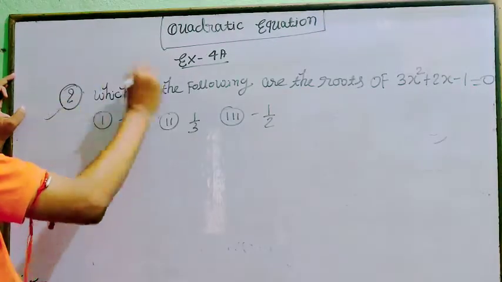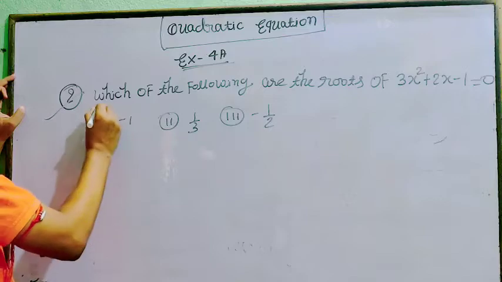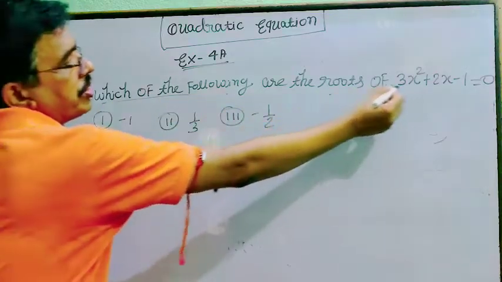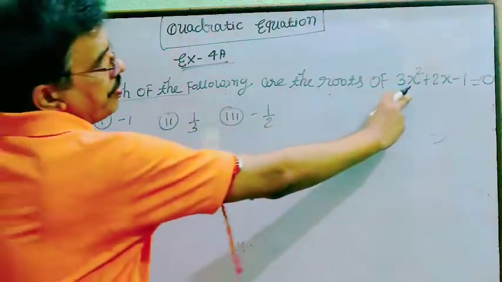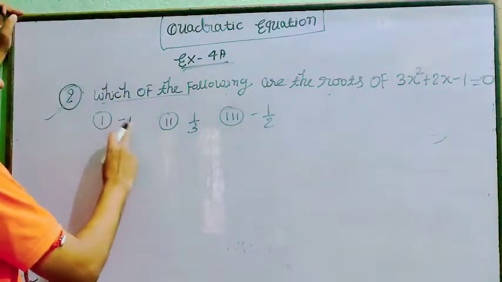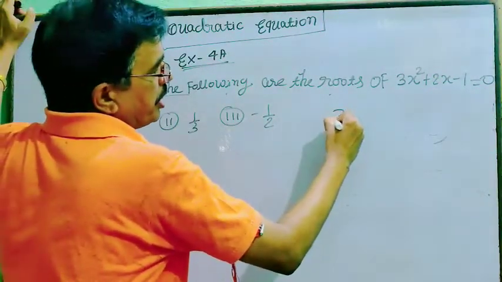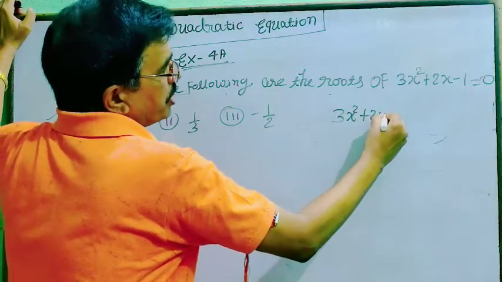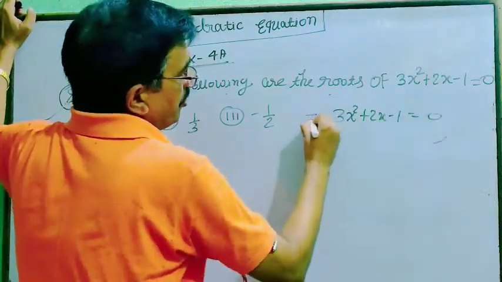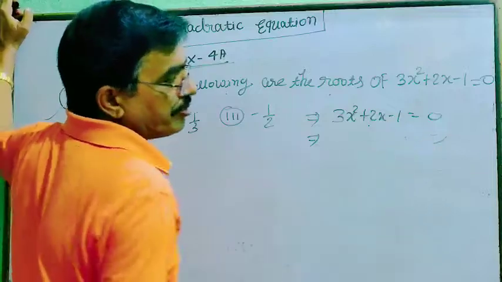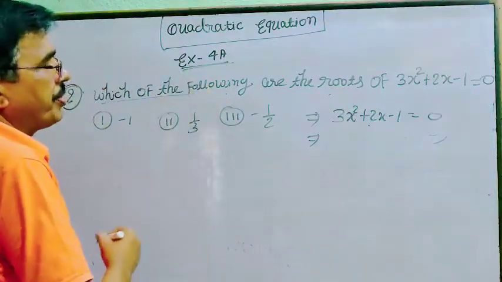Now see question number 2 of exercise 4a: which of the following are the roots of the equation 3x square plus 2x minus 1, and the options are minus 1, 1 by 3 and minus 1 by 2. Dear student, here 3x square plus 2x minus 1 is equal to 0. We only need to solve this equation, then you get the value of x. That is the roots of the equation.